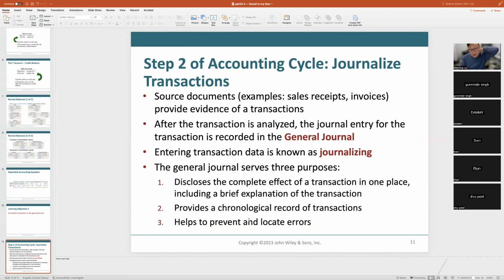Okay. Provide a chronological record of the transactions. You start with the first day, right? And then follow the order, right? You don't do it everywhere. So in that journal, you go from the earliest dates followed by the latest dates, right?